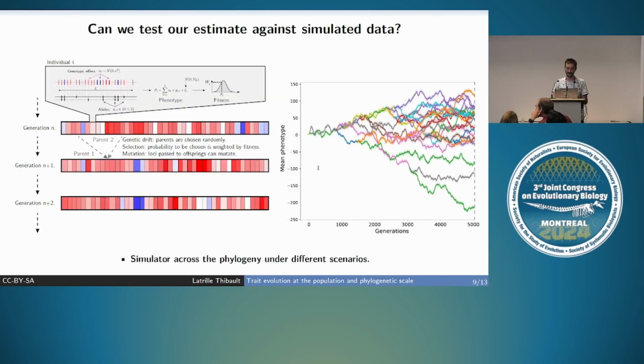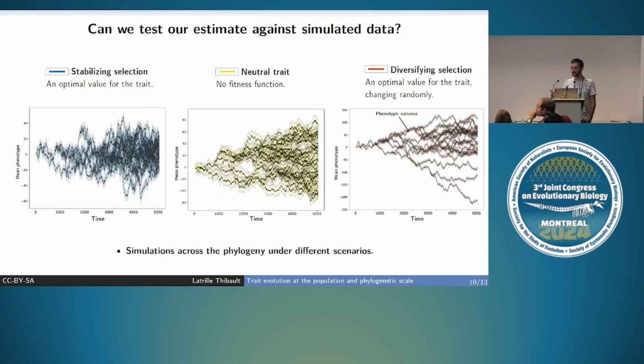And so that was it for the equations. Now, how to test that? So we ran some simulations. Here are Wright-Fisher simulations where you have diploid individuals and a trait that is encoded by several loci, and you make the parents meet, and you have the offspring and selection going on, and this is typically what we would look at along the phylogeny.